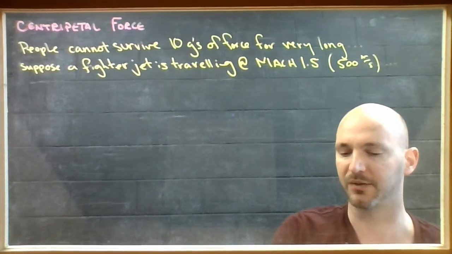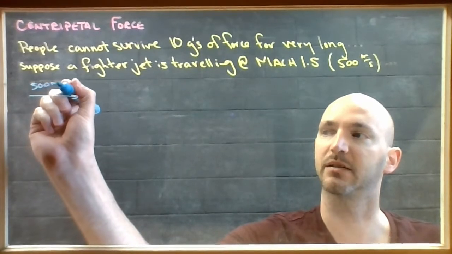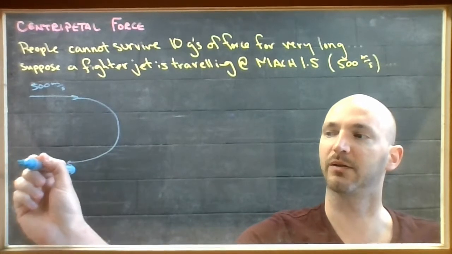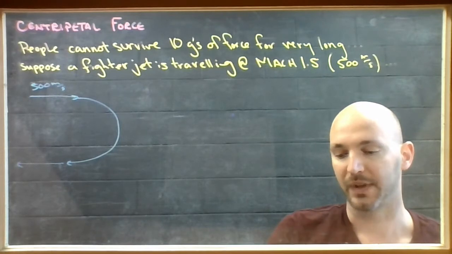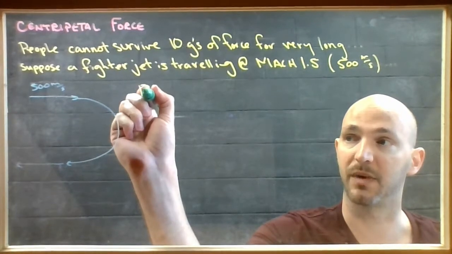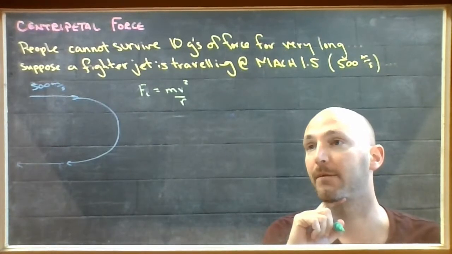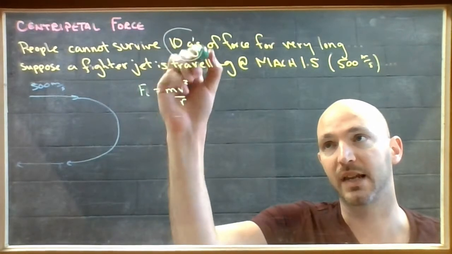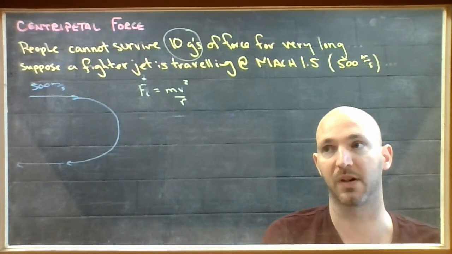So, if we were to just sort of draw out what's happening, got a plane going here at 500 meters per second, and it tries to pull one of these, turns around to go back from where it came. Well, that is going to require a centripetal force in order to pull that off. So I can start with my centripetal force equation, mv squared over r. And I'm going to put this 10 g's of force in for that centripetal force, because that's the biggest I can make it before I start to kill the pilot.